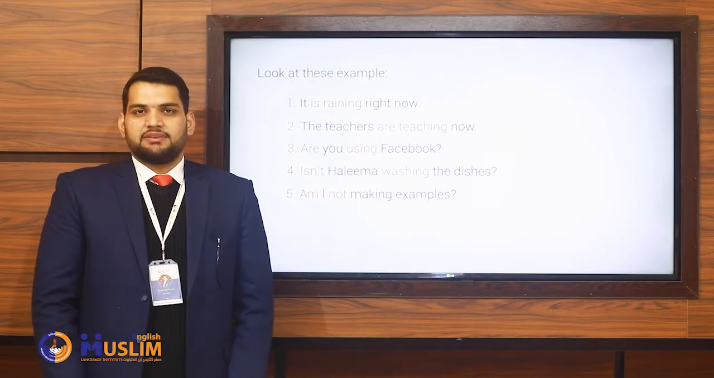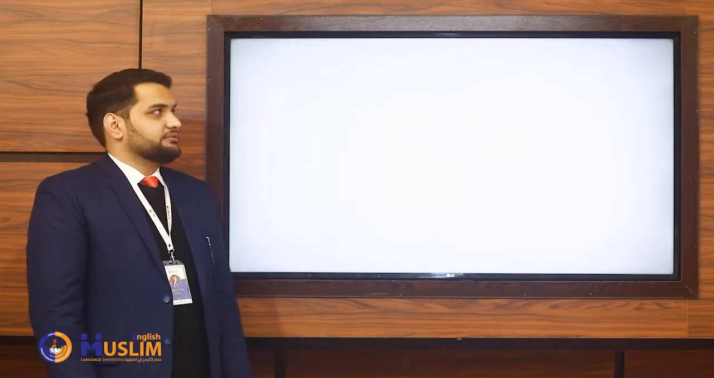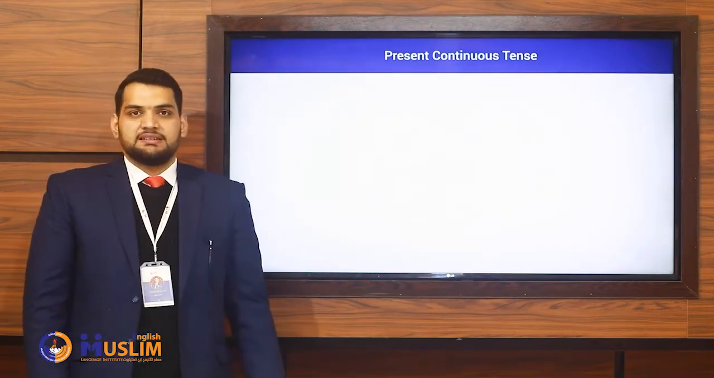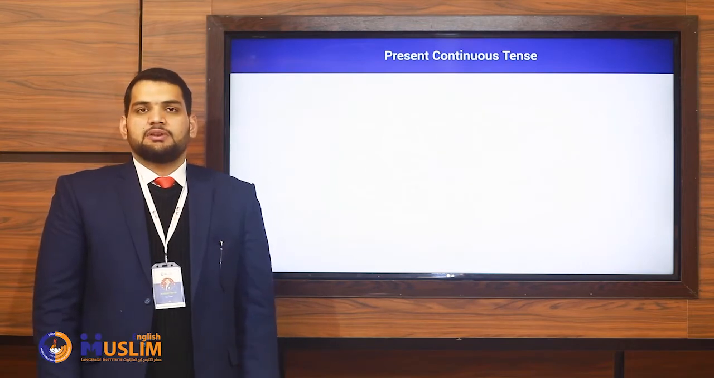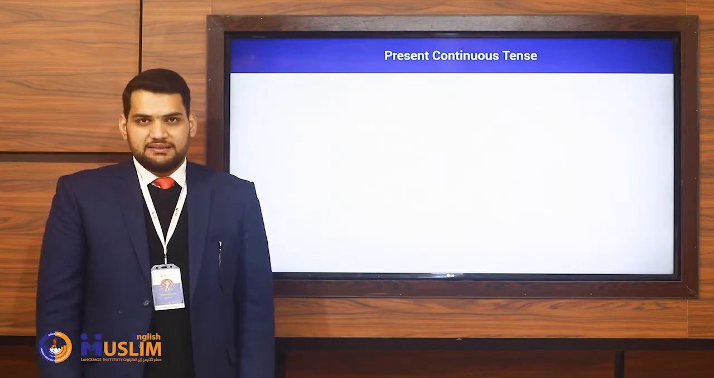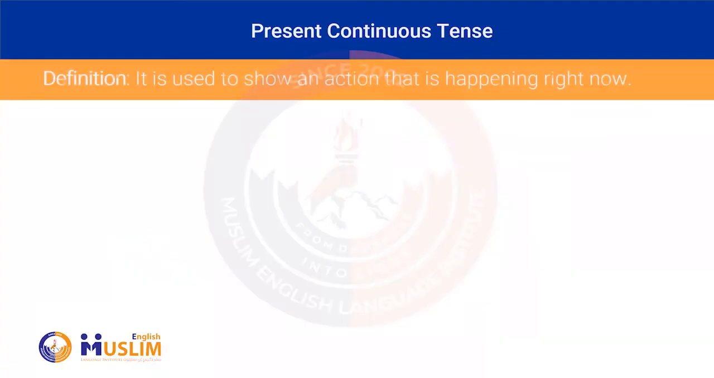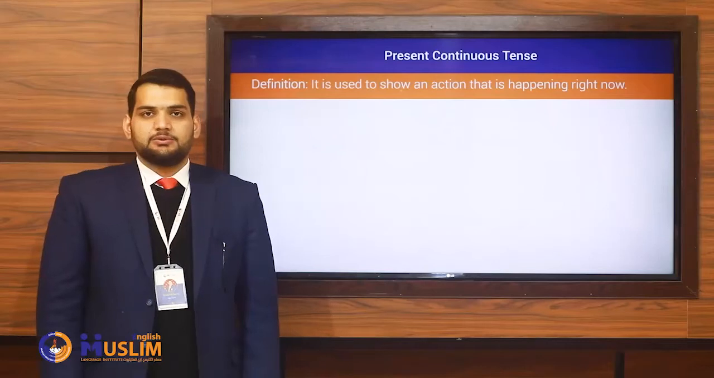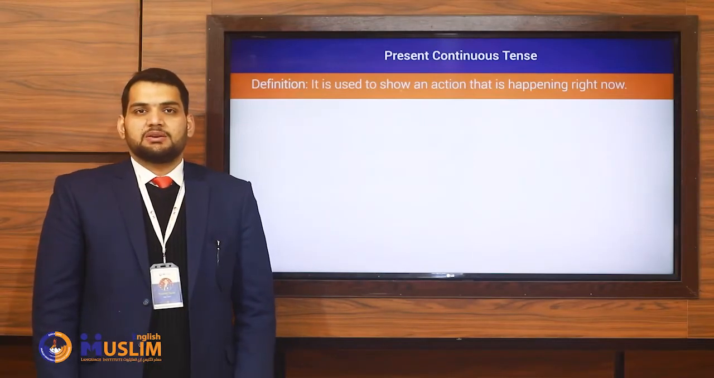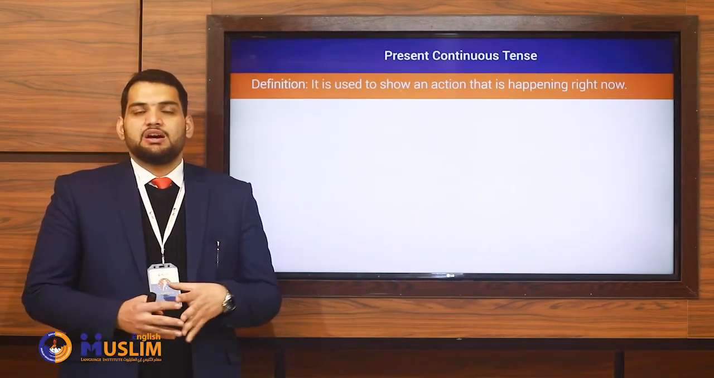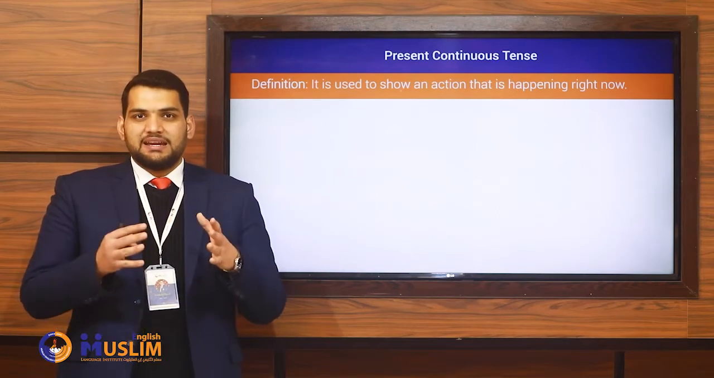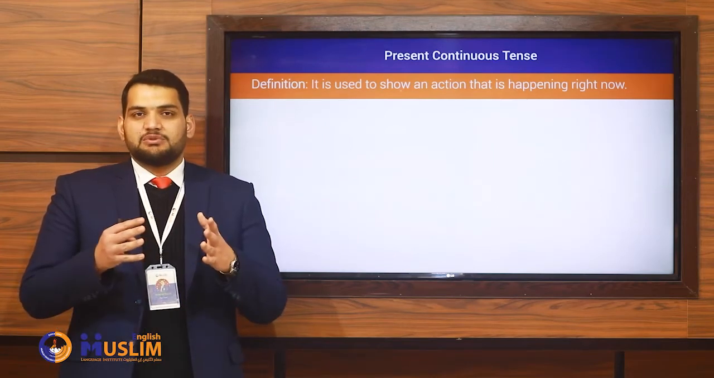So I'm sure you have guessed correctly. Our lesson for today is the present continuous tense. It is also known as the present progressive tense. Now, what is the present continuous? It is used to show an action that is happening right now. In other words, we use this tense to talk about something that is happening or that is taking place right now or at the time of speaking.